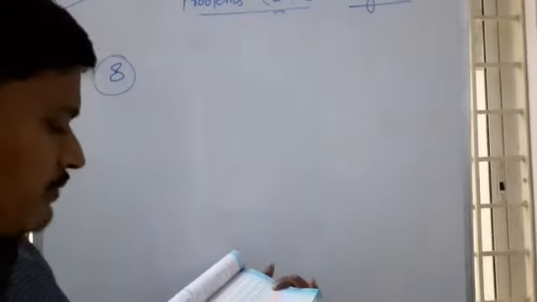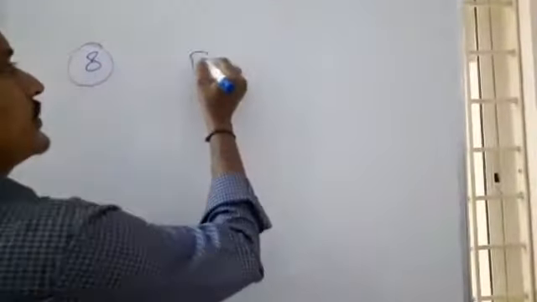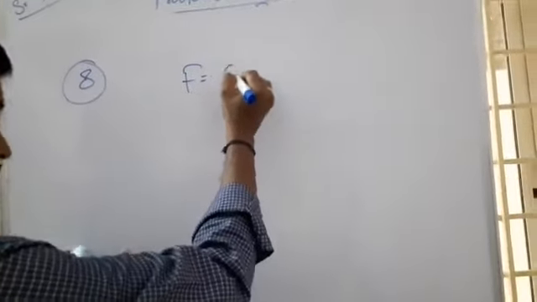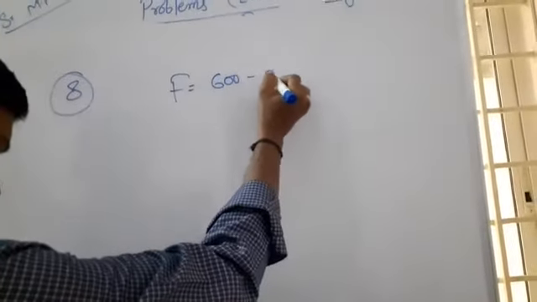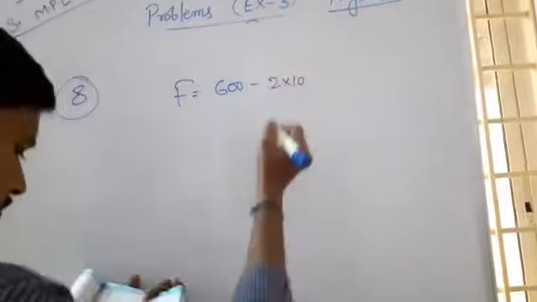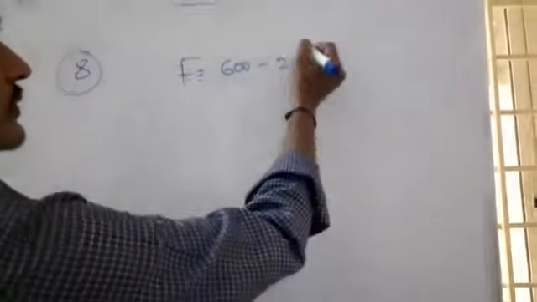Bullet is fired from a gun. So force is equal to 600 minus 2 into 10 to the power of 5 t.